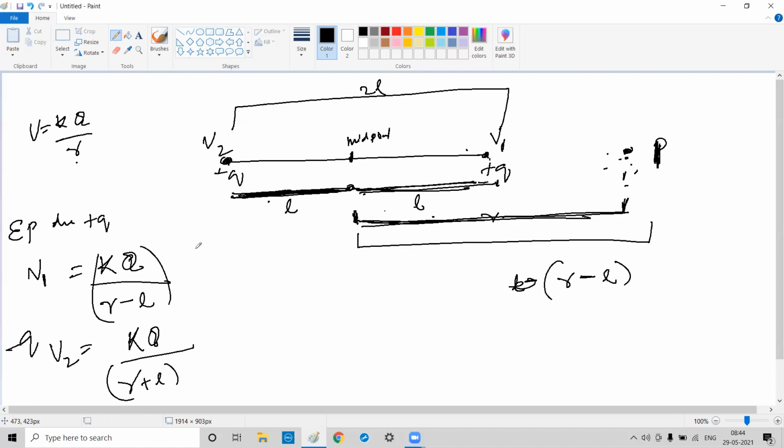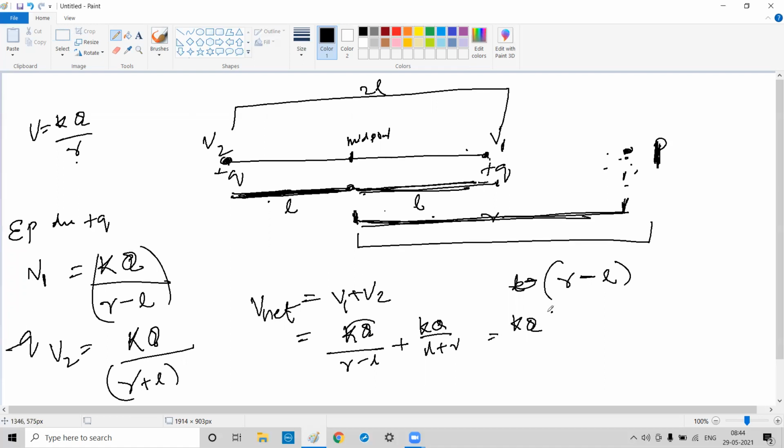So what is the electric potential due to these two charges? You just add them. The net V equals V1 plus V2, so KQ by R minus L plus KQ by L plus R. KQ is common, so let us take KQ common. What I'm left with is 1 by R minus L plus 1 by R plus L. So what you do? We'll take the LCM.